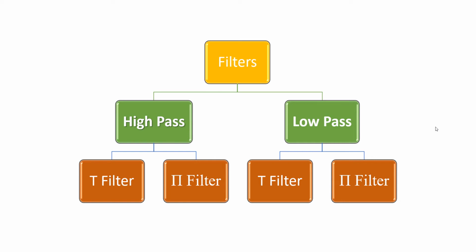So friends, welcome. We are going to talk about the filter circuit. Under this group of experiments, we have got 4 experiments. The filter circuits are divided into 2 parts. One is called the high pass filter, the other is called the low pass filter. The high pass filter we can make with the help of T filter and pi filter. Similarly, the low pass filter we can make with the help of T filter and pi filter.